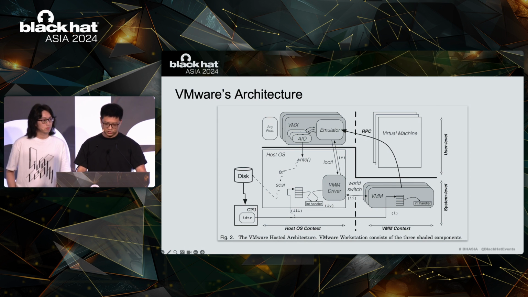This diagram is taken from a paper VMware published many years ago. We can see VMware's hypervisor consists of three parts: VMX, VMM driver, and VMM. As for the virtual devices we are most concerned about, their code exists in VMM and VMX. Most of it is in VMX.